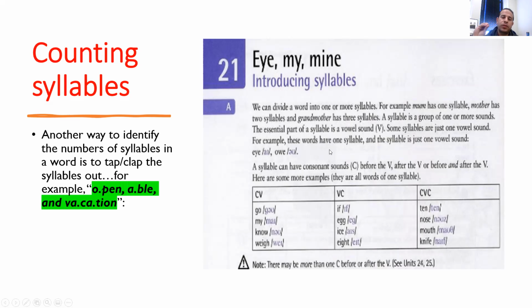The distribution of syllables, the syllable pattern in English, is different from Arabic because it can contain one consonant plus one vowel, like go, my, no, we, or it could contain one vowel plus one consonant like egg, ice, or it could have one consonant followed by one vowel and followed by one consonant. In this case, this would be C, V, C. So in this case, we have, again, ten, nose, and mouth.